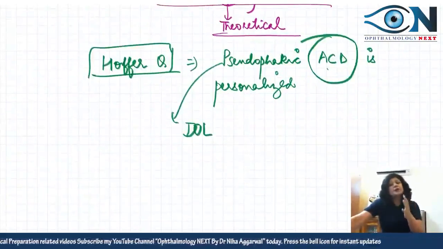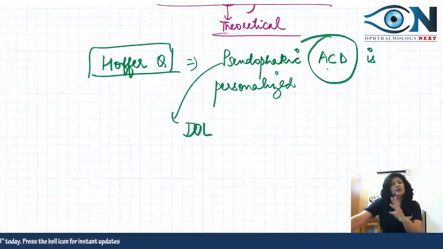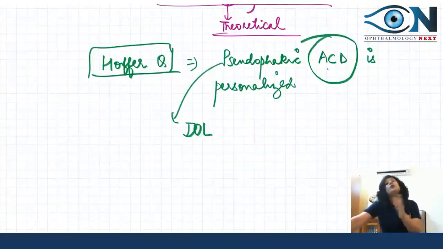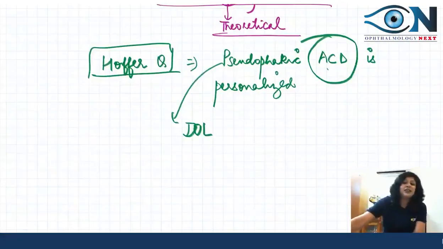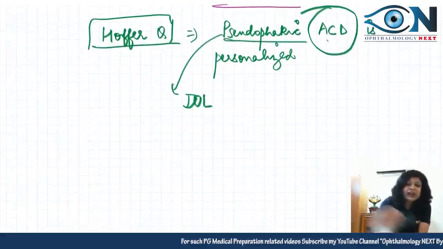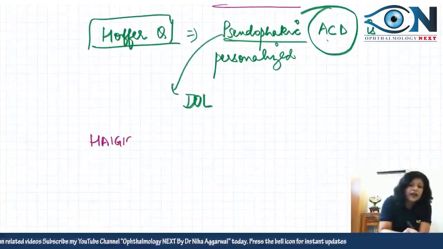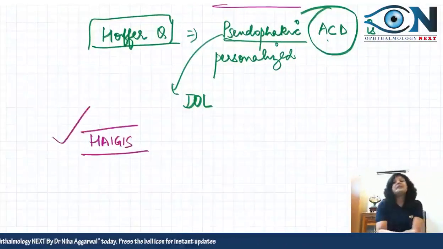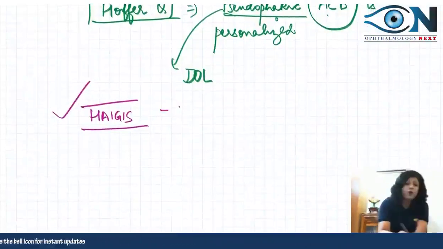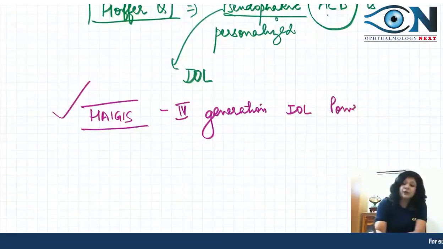So in the options, you were having the SRK1 formula, you were having the SRK2 formula. Obviously that is not the answer. Then you were having the Hoffer Q formula. Hoffer Q also is not for refractive surgery, that is for pseudophakia. So by exclusion also, you are left with the Haigis formula. So let's see this. Haigis formula is the answer here. This is actually the 4th generation IOL power calculation formula, right?